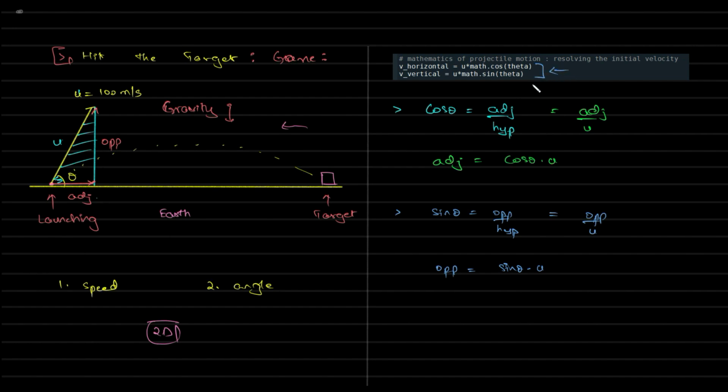See here in the programming, I have written velocity along the horizontal is u cos theta. Forget about this math dot. You'll understand it later, it's not that big a deal. So it's the product of initial velocity into cos theta, the horizontal velocity, and the vertical velocity is initial velocity into sine theta, and that's what we got over here. Right? See, it's not that difficult.